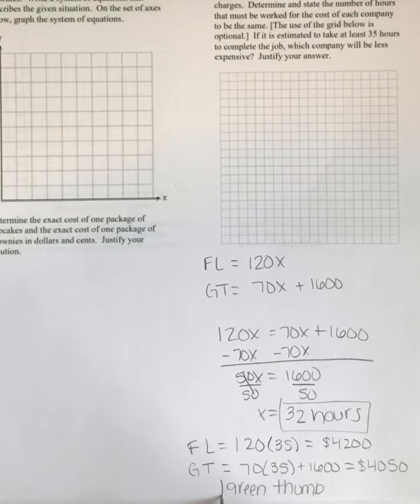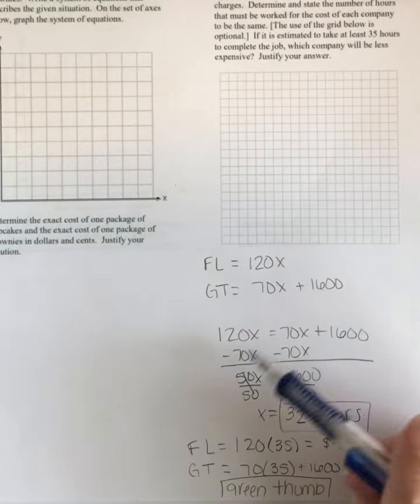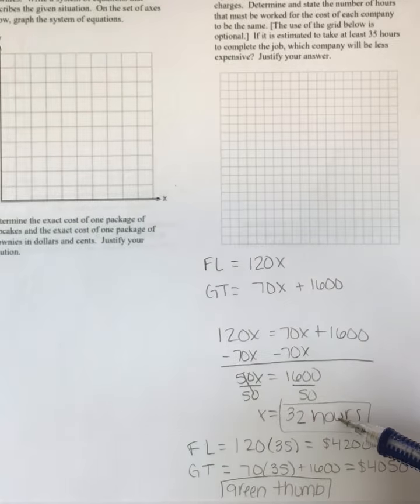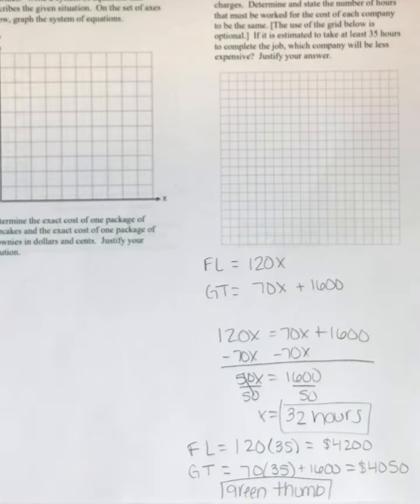And justifying your answer again is the work that I showed. If we had chosen to graph them, you wouldn't have had to do this. Hopefully on your graph you would have been able to see where they cross at 32. And then you would also have been able to look over at 35 like we did on the last one and see which one is cheaper. So if you're better at graphing, by all means do the graphing. If you're better at algebra, by all means do the algebra.